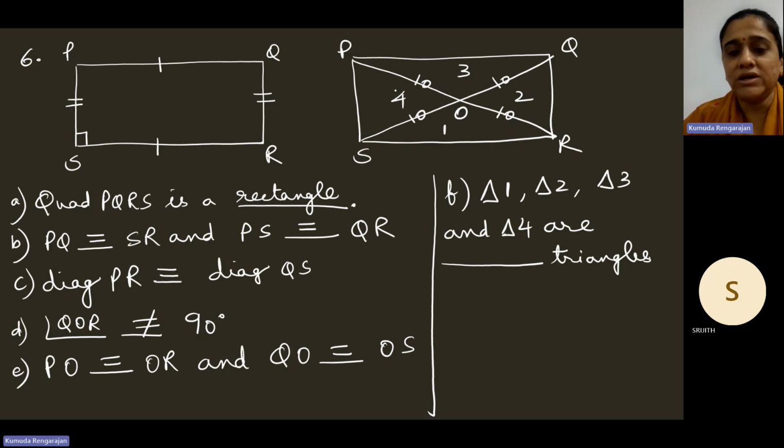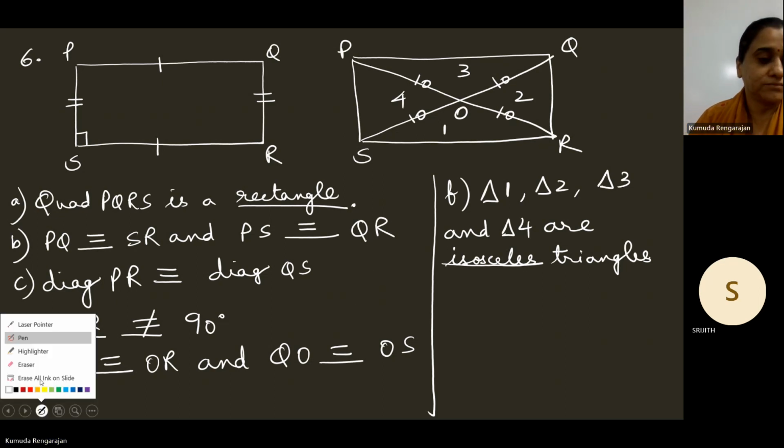So from this you can make out that in triangle 1, two sides are equal. In triangle 2, two sides are equal, 10, 10. In triangle 3, two sides are equal, 10, 10. In triangle 4 also two sides are equal. So since in all the triangles we have two sides equal, these triangles are isosceles triangles.